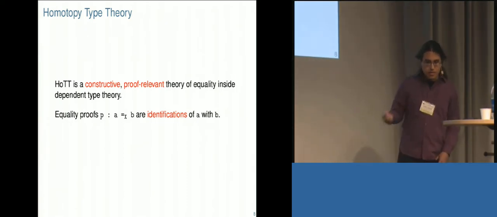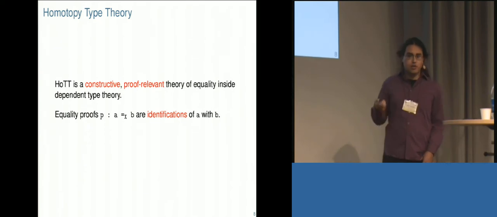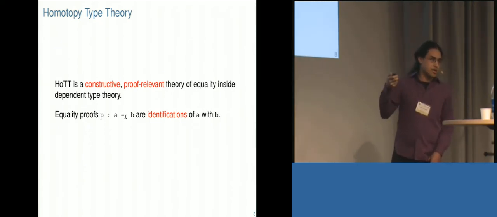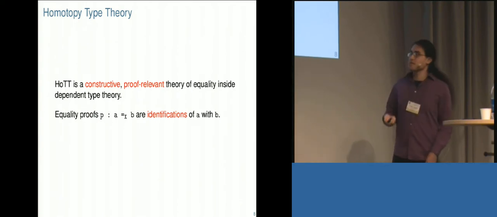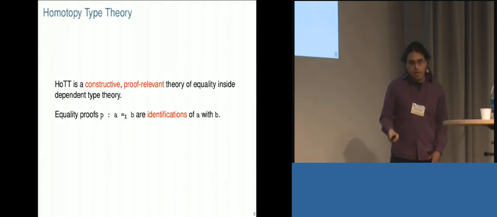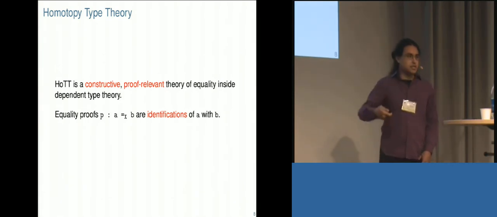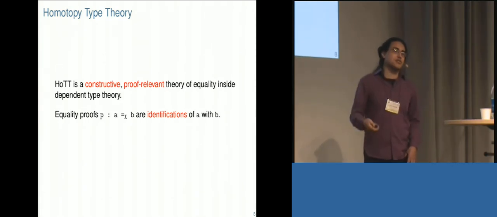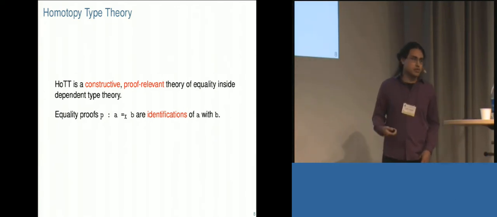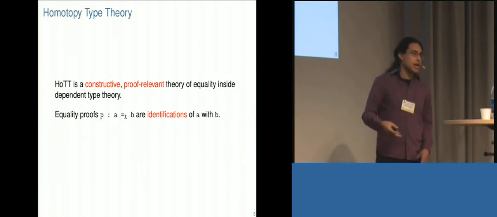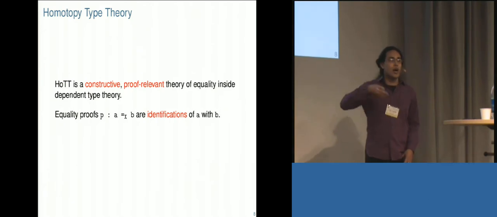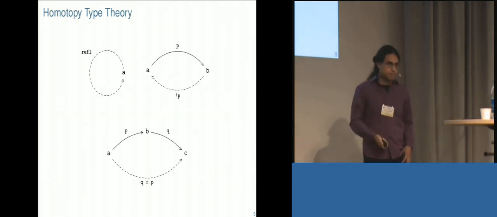And the main idea is that in dependent type theory, you have an equality type. I'm writing it P : A =_X B, and that means that P is a proof that A equals B in the type X. And you should think of this as the type of identifications of A with B. So don't really think of it as equality, because that will lead you astray. Think of it as an identification, and it's proof relevant, so P might have some data associated with it telling you why A is identified with B.